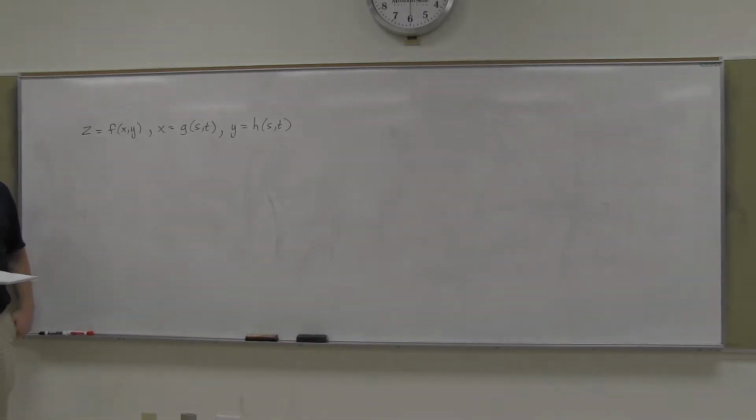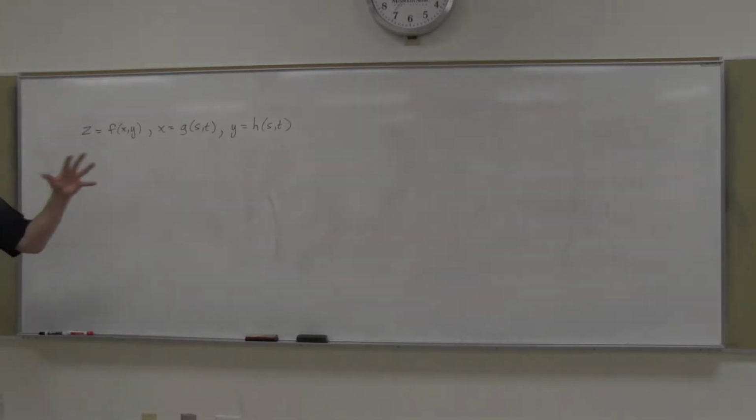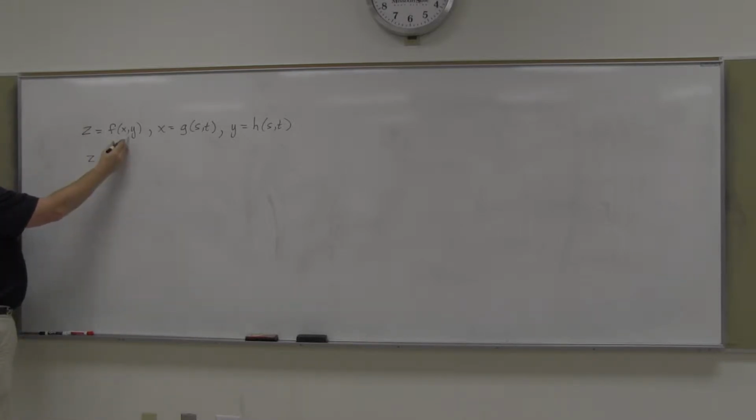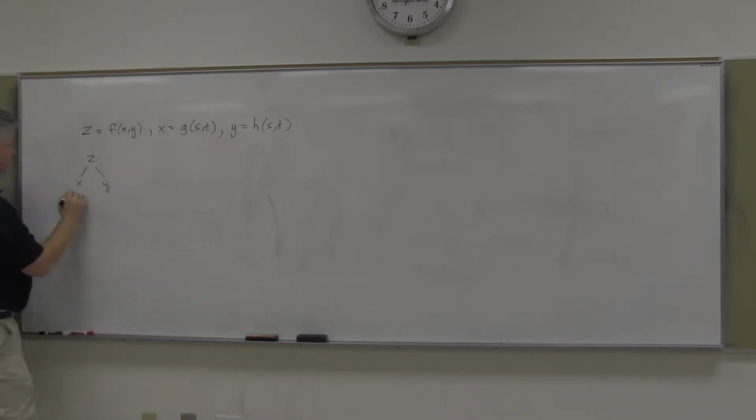And so let's think about this. Again, one way to picture this, because it can be cumbersome to figure out whether I have everything I need, is to use just a little tree diagram. So let's draw the tree diagram here. z is a function of x and y, and x and y themselves are functions of s and t. And so that's the tree of these functions.